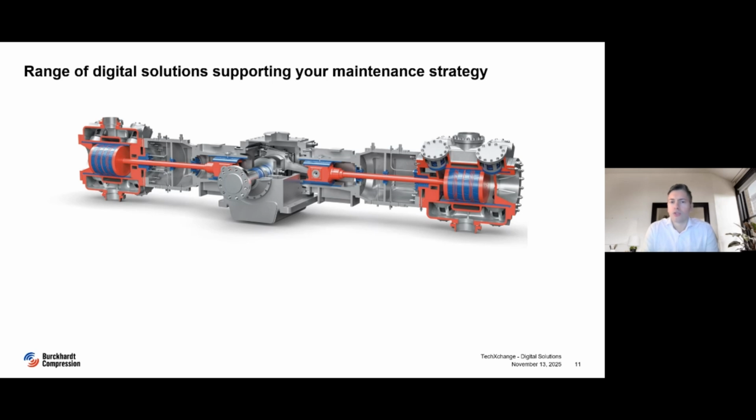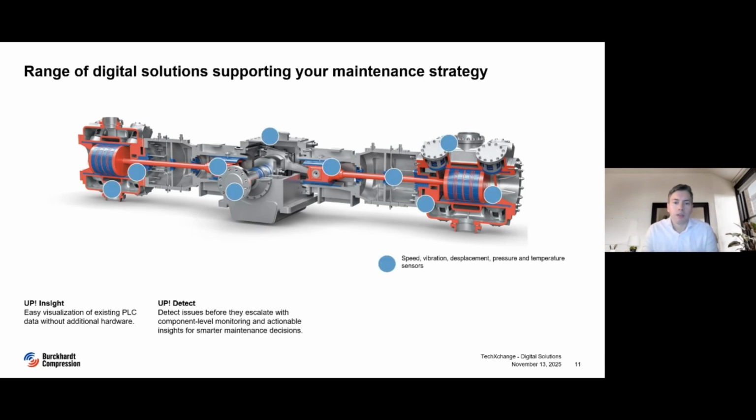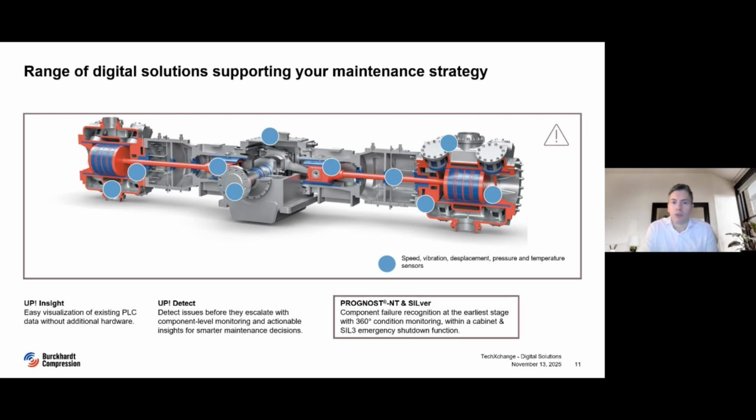To build a strong maintenance strategy, we offer here a range of solutions from condition-based monitoring to predictive technologies. Our cloud-based solution, UpInsights, for example, gives you an overview of the compressor condition based purely on PLC data. Next, we have the UpDetect. Here, with a minimal investment, operators gain really detailed insight at the component level of the compressor, helping detect issues early. And then on the top, we move forward to prediction. Here we have our Prognost NT. It's our 360-degree condition monitoring system with machine protection. And with its newest model, it can even calculate the remaining useful lifetime of key components.